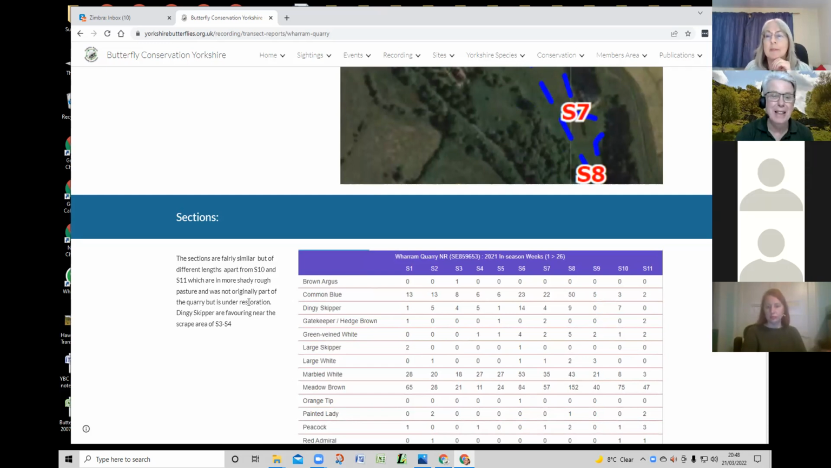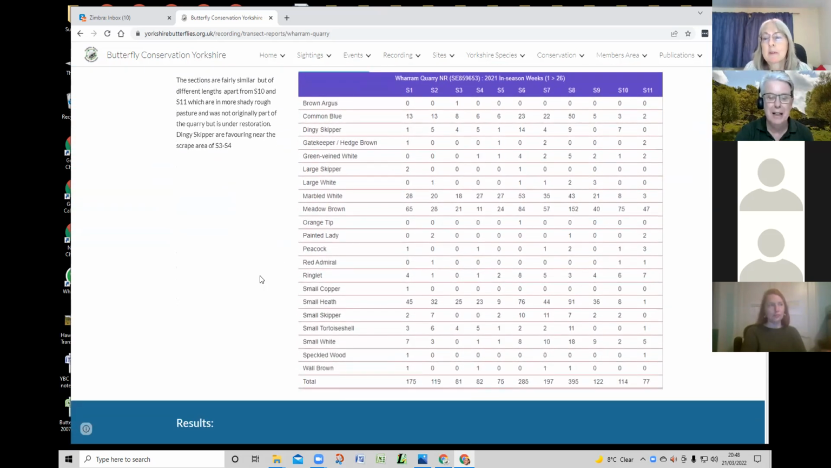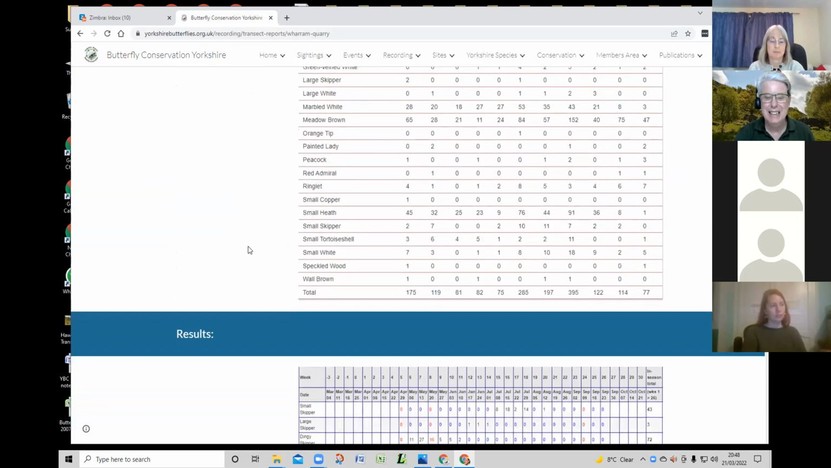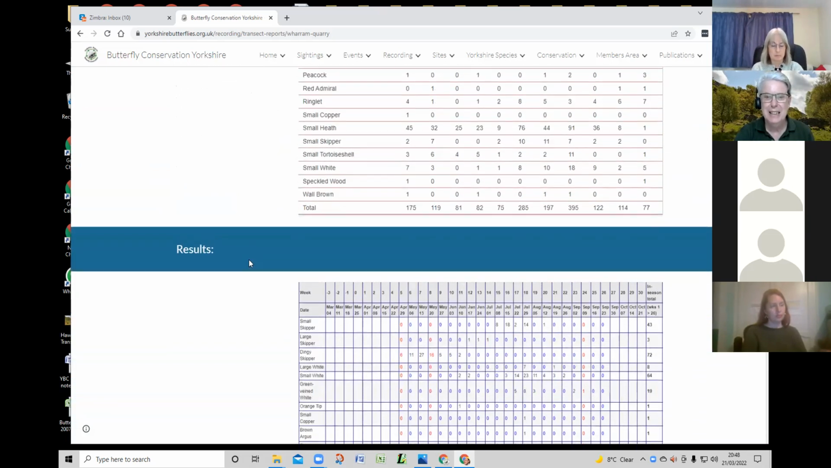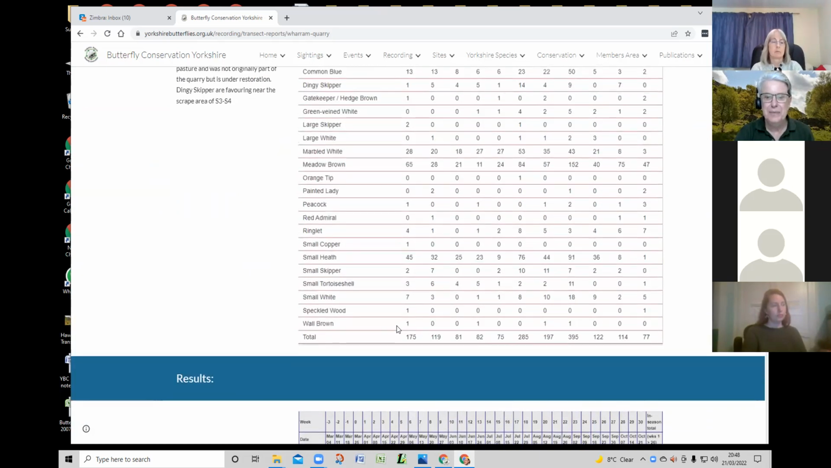This is Martin here. Hi, Martin. Would you agree with my comments? Would you like to comment? Yes, I think it's very interesting that you say it's one of the most highly dense butterfly sites in the county. That's very good news. And dingy skipper is definitely one of the key species there. And I see wall as well, which is good news. Yes, just the odd occasional one. Yeah.